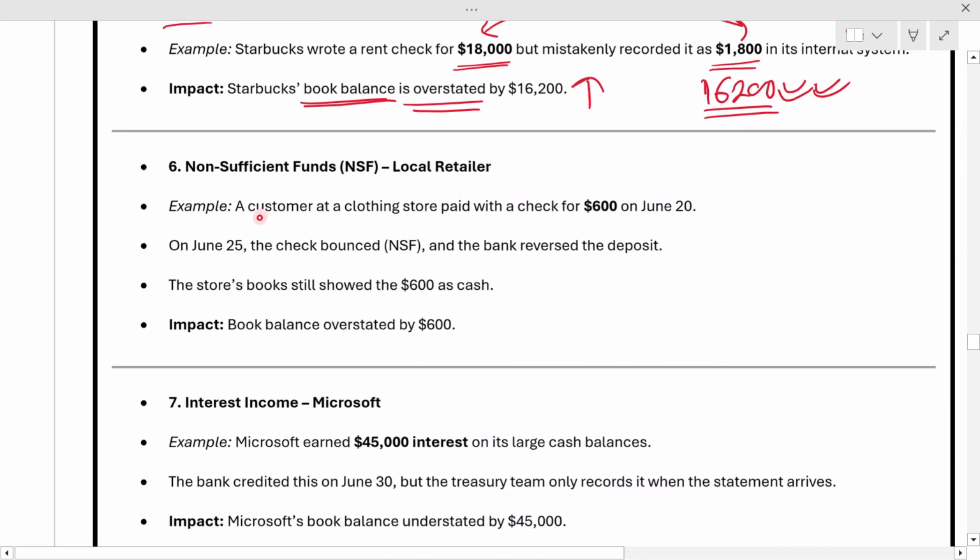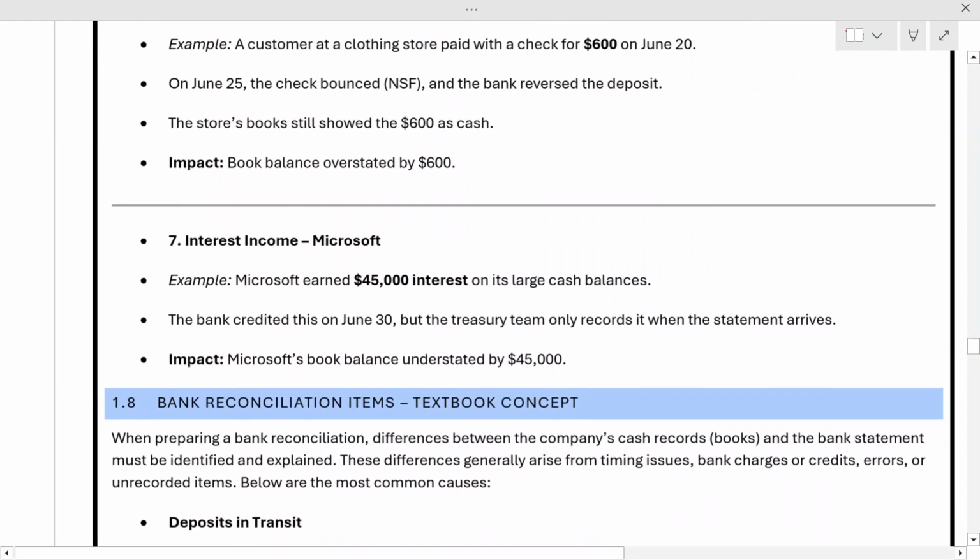So it's the example of a customer at a clothing store who paid with a check for $600 on June 20th. On June 25, the check bounced, which is the non-sufficient fund, and the bank reverted the deposit. Now the store's book will still show 600 as cash because the store might have thought that okay, we have received this $600 of cash, but in effect they have not received it because it has been bounced. So basically the book balance will be overstated. Right now the book's balance is showing a higher balance.